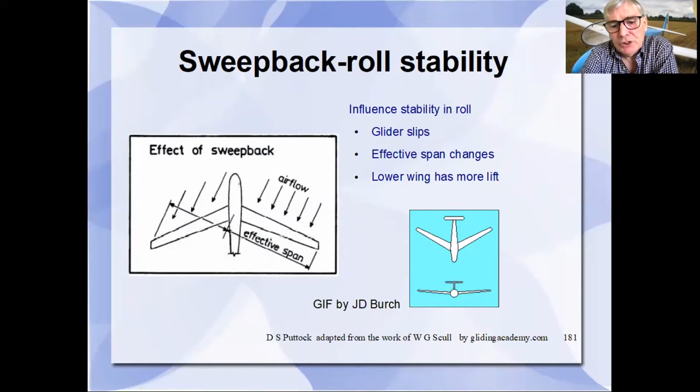Sweepback influences stability in roll, because once the glider has rolled, it will slip towards the lower wing, and the effective wingspan has actually changed. So the lower wing has more effective wing acting as lift, as opposed to the upper wing, and because the lower wing has more lift, it has a tendency to roll the glider back to level again. That's what it is trying to do.